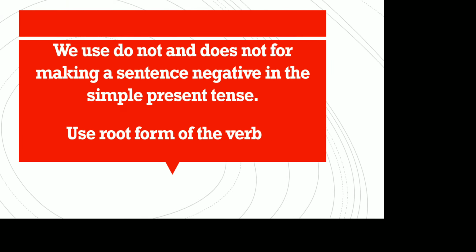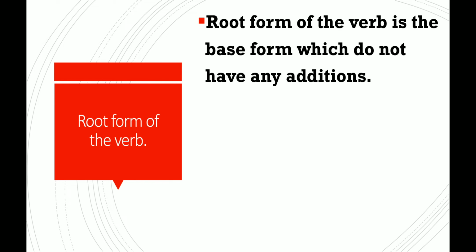Now let us understand what the root form of the verb is. Students, the root form of the verb is the base form which does not have any additions. For example, go. If we change go into goes, then goes is not our root form. What is our root form? Go. Go does not have any additions and go is our root form.